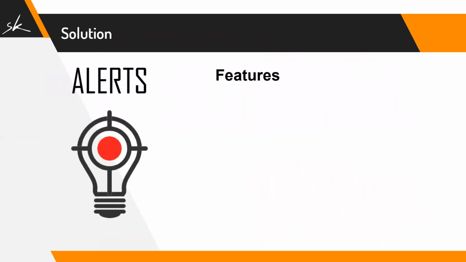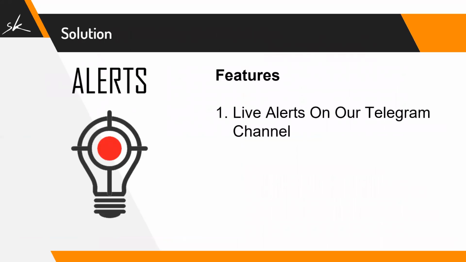So what the service basically does, let me tell you the features about it. The very first thing is, it gives you live alerts on our Telegram channel. You will be joining our Telegram channel, and it will give you live alerts as soon as a demand area or a supply area is formed on the chart, right? So you heard it correct. It will give you alerts based on demand and supply, not based on conventional technical analysis.